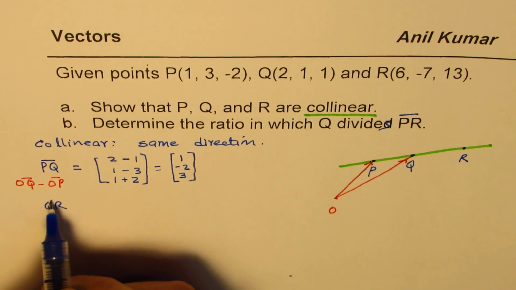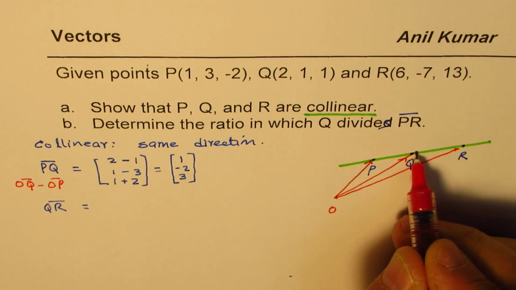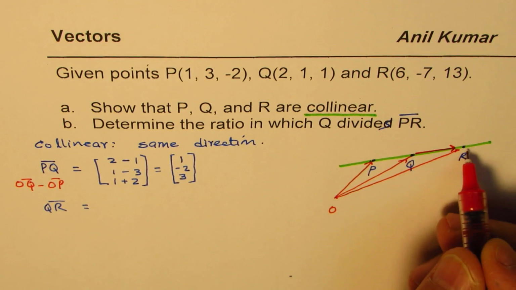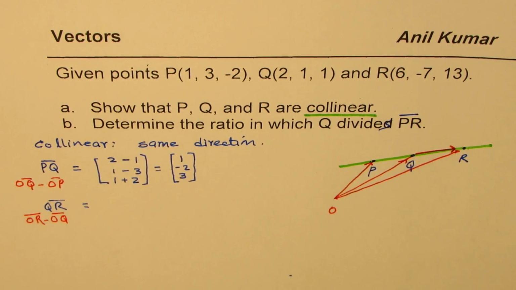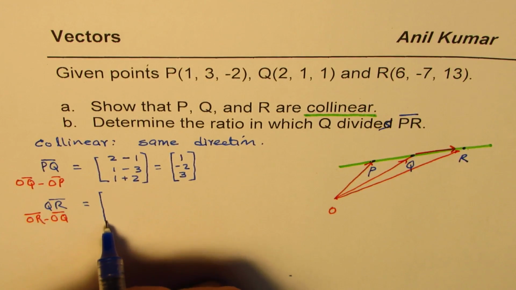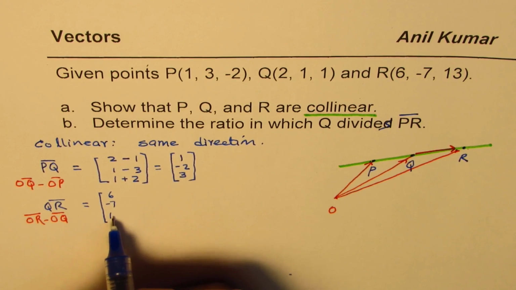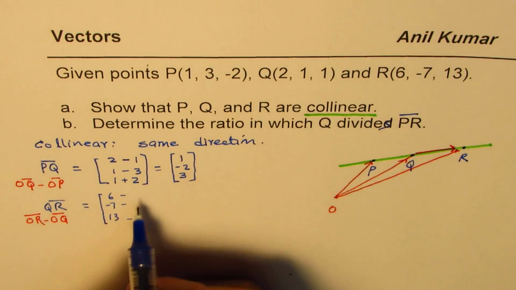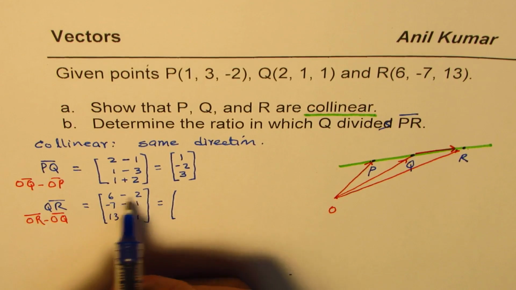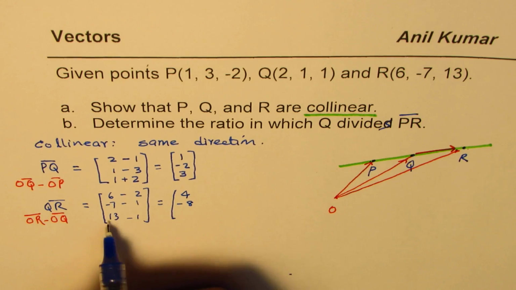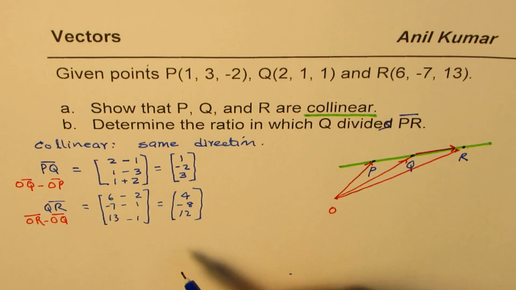Similarly, let's find what QR is. So Q to R: QR will be OR minus OQ. Similarly, R coordinates are (6, -7, 13). Take away Q coordinates, which are (2, 1, 1). This is a very convenient way of doing it, very effective and fast. 6 minus 2 is 4, -7 minus 1 is -8, and 13 minus 1 is 12. Do you see that? So we get these numbers.